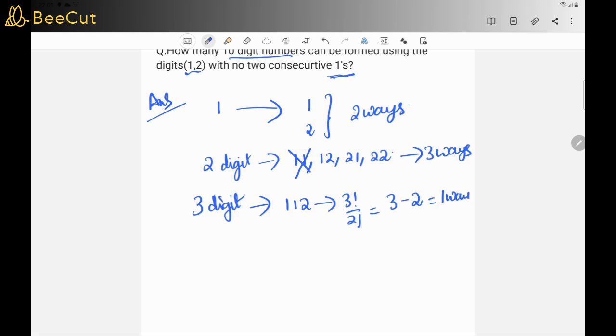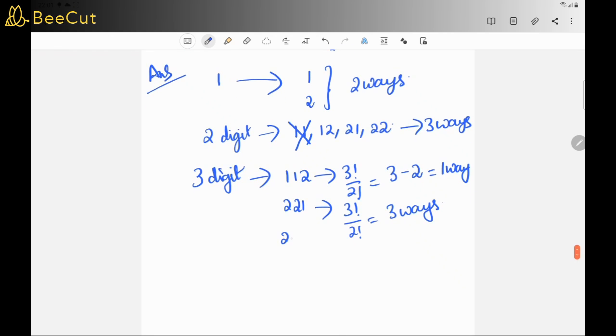So total 1 way, followed by 2 1 1, 2 2's followed by 1. So this is 3 factorial ways divided by 2 factorial, so it is 3 ways, followed by 2 2 2. This is another 1 way. So total there are 5 ways.